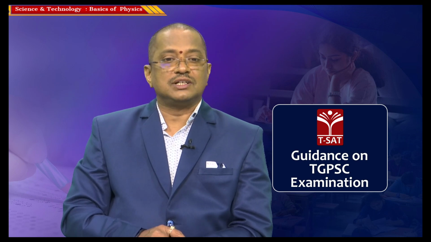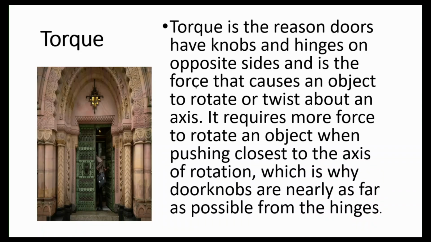So when you come to torque, it is the reason doors have knobs and hinges on opposite sides. Torque is a force that causes an object to rotate or twist about an axis. It requires more force to rotate an object when pushing closest to the axis of rotation, which is why door knobs are placed nearly as far as possible from the hinges.